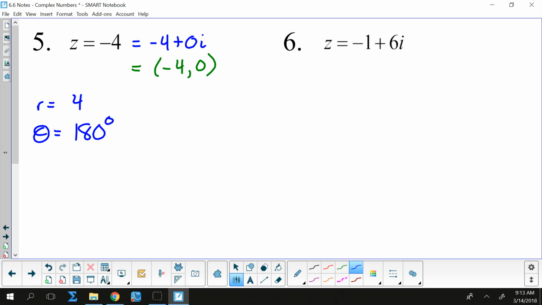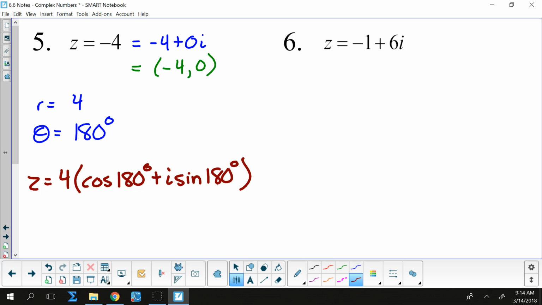If I did the inverse tangent, I would have gotten my theta prime to be 0. And because I'm in that negative direction, I could either do 180 degrees plus 0 or 180 degrees minus 0, because I'm not really in either quadrant. Okay? So we get that. So then this means that z here is 4 times the cosine of 180 degrees plus i times the sine of 180 degrees. Agree with that? Okay. Fantastic.